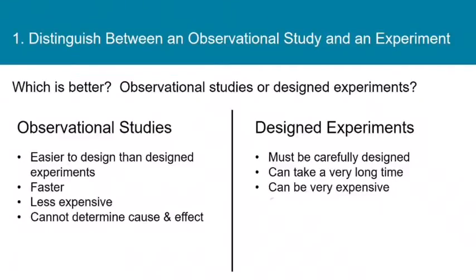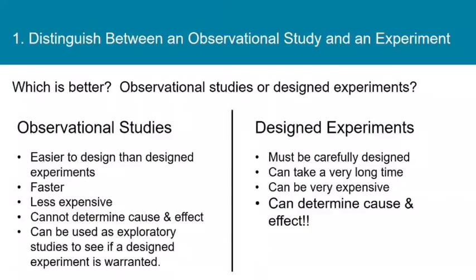But the thing is, an observational study cannot determine cause and effect, because there are always going to be things that you have not been able to account for in an observational study, whereas a designed experiment can determine cause and effect. So here is the big payoff for a designed experiment. A designed experiment can determine cause and effect. Okay, now an observational study can be used as an exploratory study to see if a designed experiment is warranted. But an observational study can never tell you that one thing causes another thing. For that, you need a designed experiment.